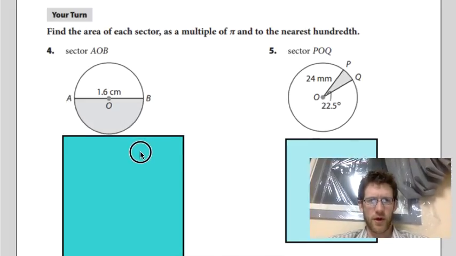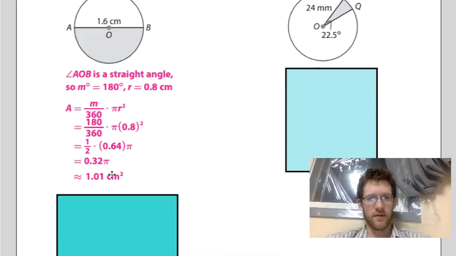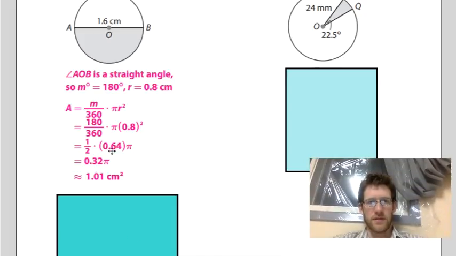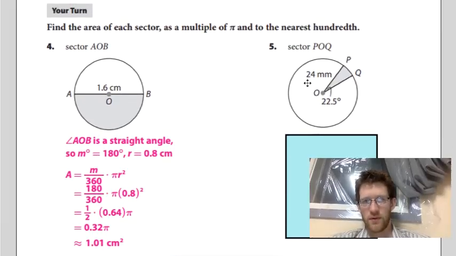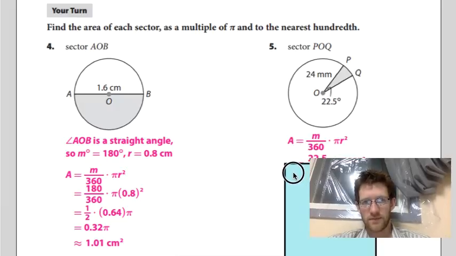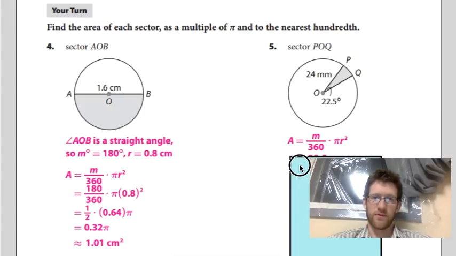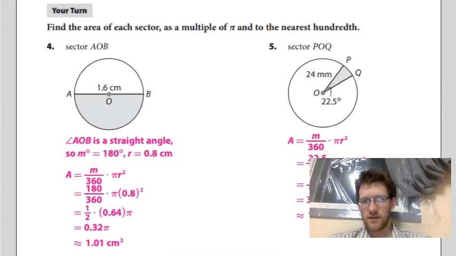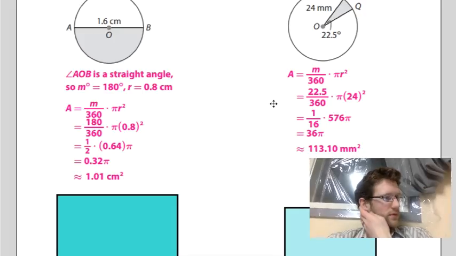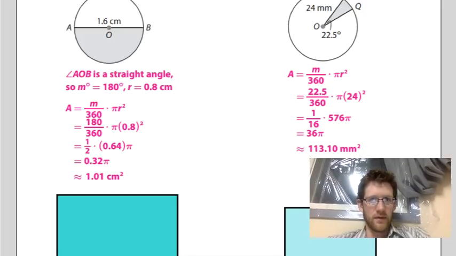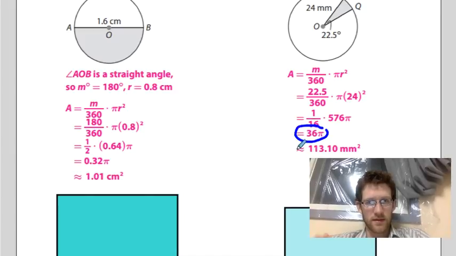Okay, number 4, AOB is simply 1/2 of the area, which is 0.64 pi. So 0.32 pi is perfectly accurate. For this other one, POQ is 22.5 divided by 360 times pi times 24 squared, which gives us about 36 pi or 113.10. Again, I prefer this, but I'll totally accept these decimal answers as well. That's fine.